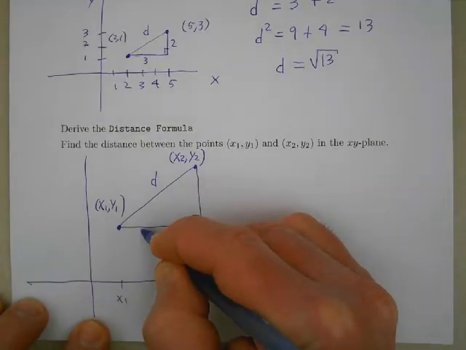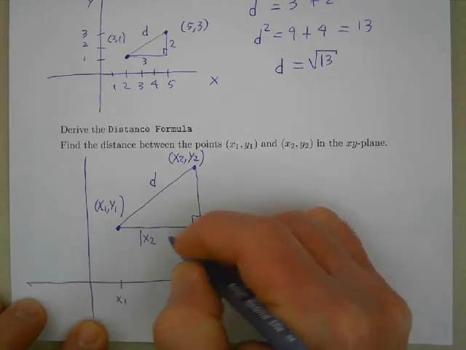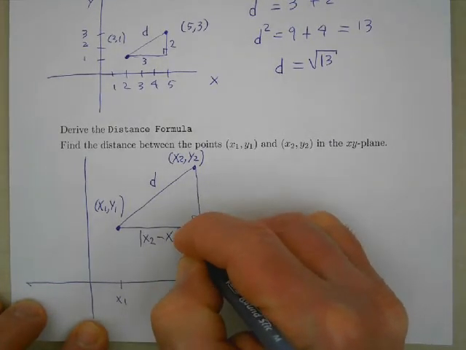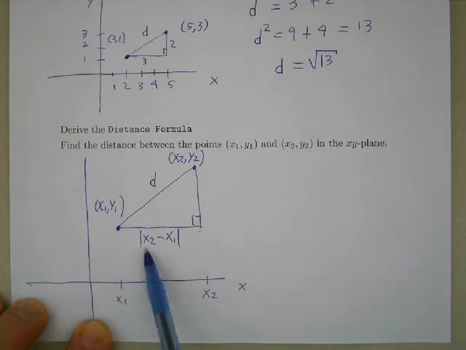So we can write it, we'll use absolute values, and write it as |x2 minus x1|. If x2 is greater than x1, then that length is just x2 minus x1. But this is just a diagram to help us, so we want to make sure that this length is positive.